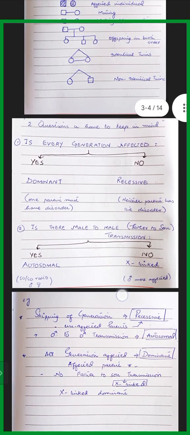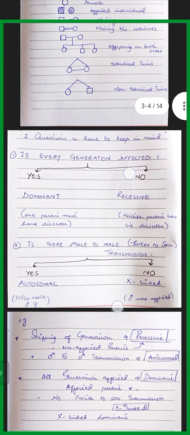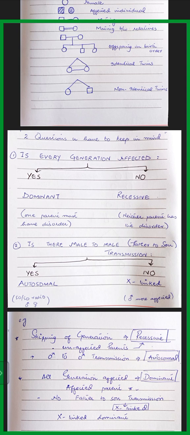Two questions you have to keep in mind. These are the notes I made myself, and I will provide you these notes. After this, it will be easy for you to interpret. The first question is, is every generation affected? If yes, then it is dominant. If no, then it is recessive.